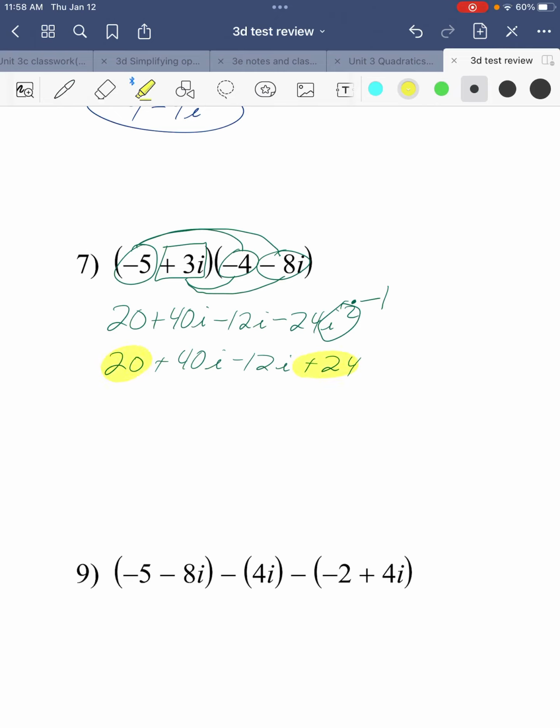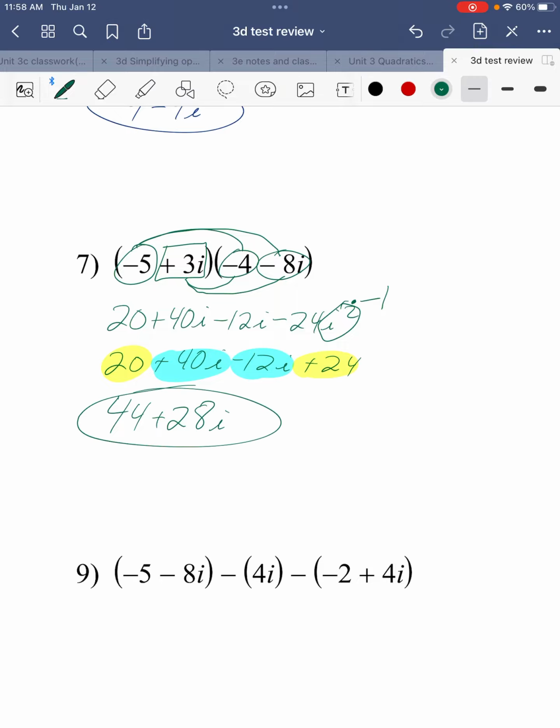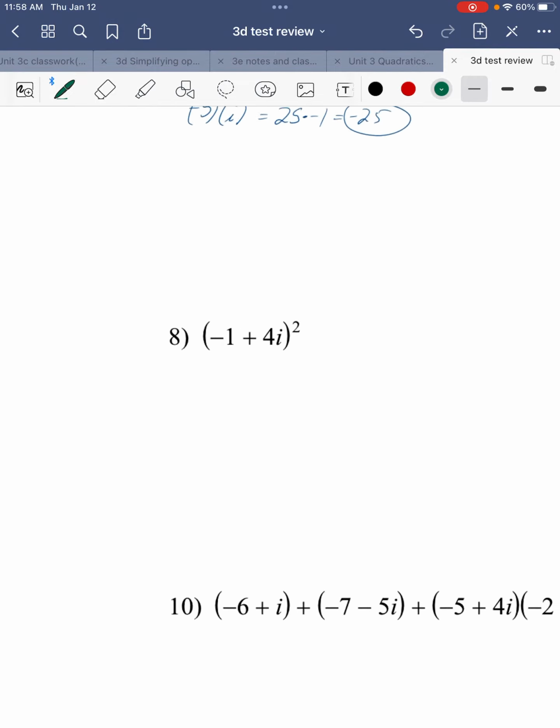And now let's look at what our like terms are. 20 plus 24, 40i minus 12i. So we have 20 plus 24 is 44. 40i's minus 12i is 28i's left.